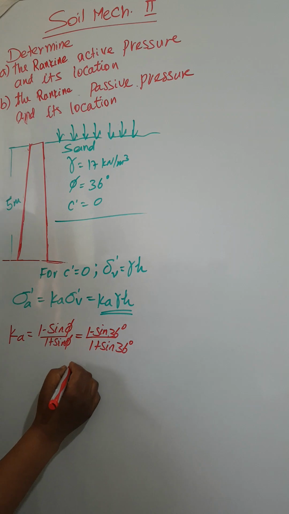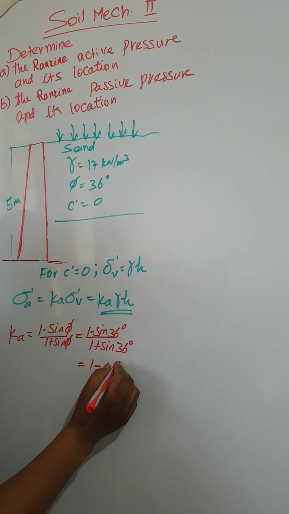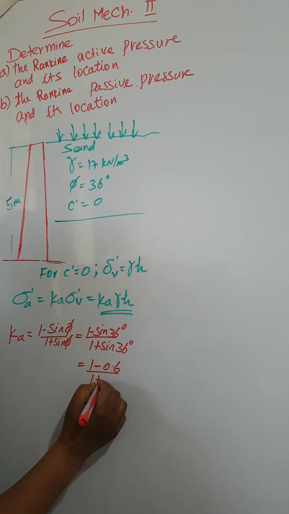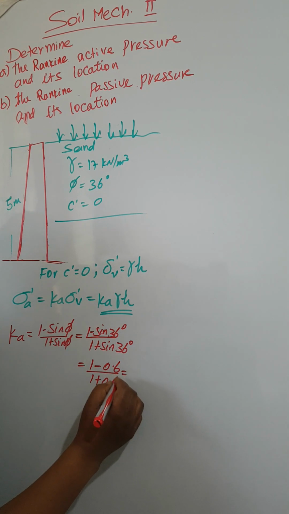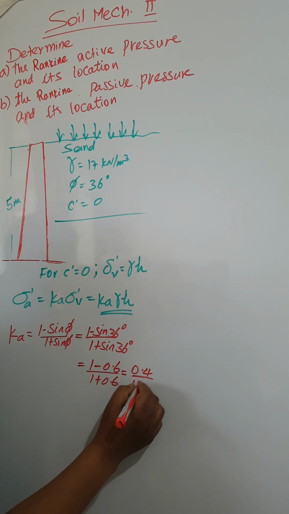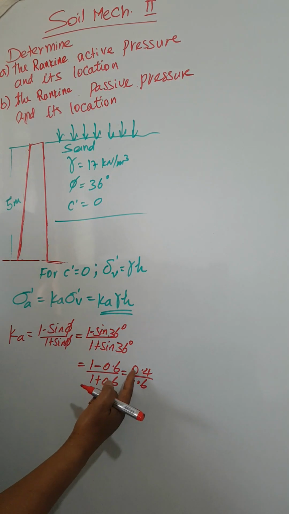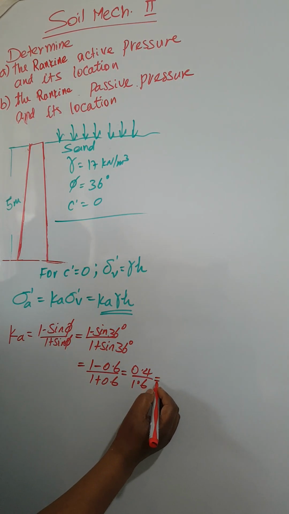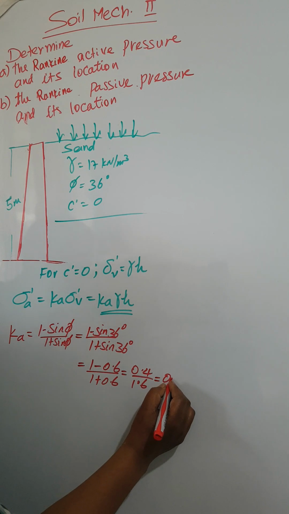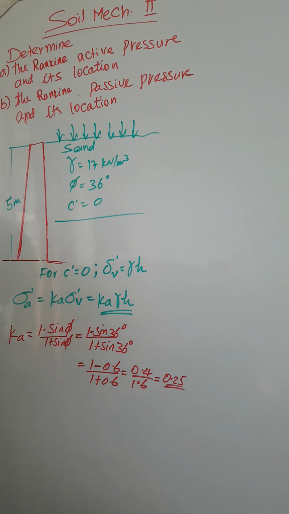Okay, ይሄ ስንት ሆነ ማለት ነው? 1 minus sin of 36 is 0.6 divided by 1 plus 0.6. This is equal to 1 minus this is 0.4 divided by 1.6. ይሄ ምን ማለት ነው? On the other hand, 4 divided by 16, 1 over 4 is 0.25. This is K. ይሄን አገኘን። KA ካገኘን በኋላ ወዴት ነው የምንሄደው?